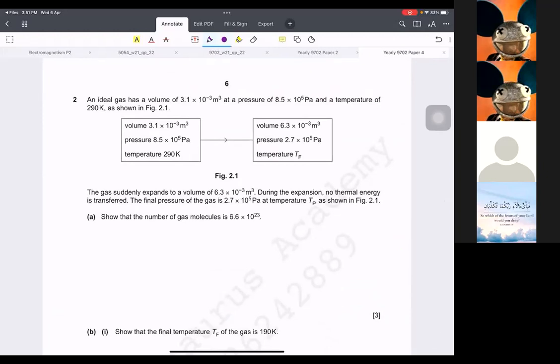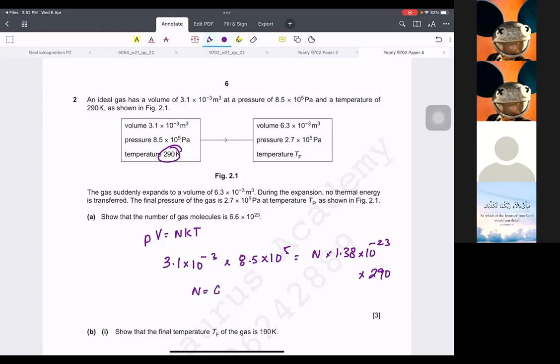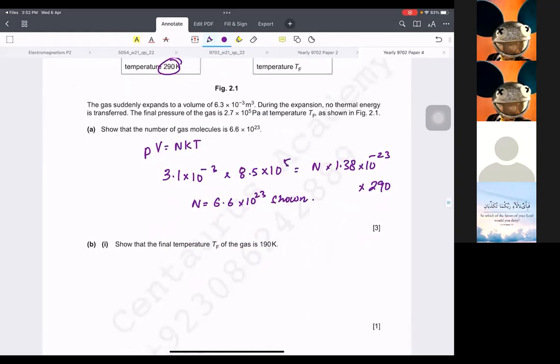Now going to the next question. It says show that the number of molecules is this. The best way to do that, if I were you, I would directly use PV equals NkT, because the number of molecules can be found directly, right? So pressure is 3.1 times 10 raised to the power minus 3, and this is 8.5 times 10 raised to 6. Right, that's given. And then you could do N times 1.38 times 10 raised to minus 23. And the temperature is 290, so directly you can write it. So can you find this? It should come out as 6.66. Yeah, so sure.